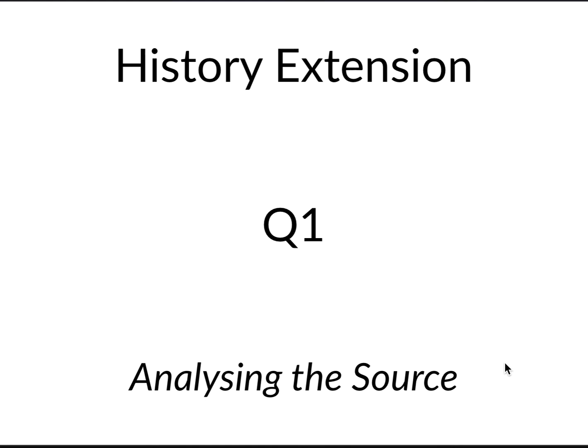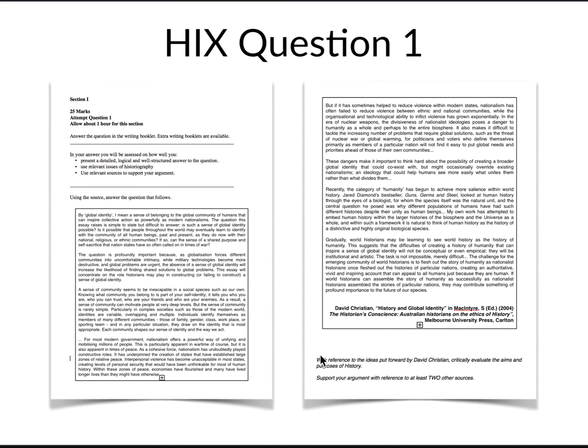In this quick video, what I'd like to do is just offer you some ideas that might help you analyze the source that you're given in History Extension Question 1. So just some general rules that might help you go about thinking about the source analytically. Remember, the general structure is you get an extract, you get a question that you're asked, and you're asked to use the source that you're given and also some of your own sources to bring into the exam.